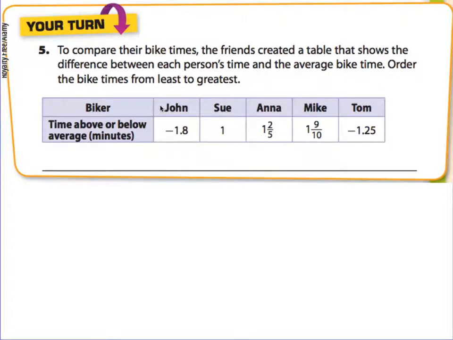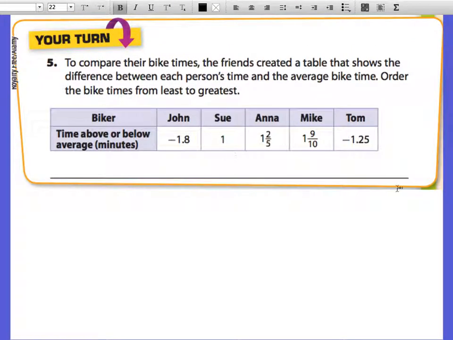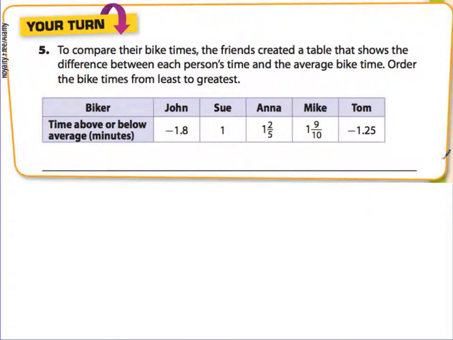All right, so here we're going to order from least to greatest. I want you to pause, try it on your own, and then come back and check your answer. All right, so you should have found that 1 and 2/5 is equal to 1 and 4/10. 1 and 9/10 is exactly what it sounds like, 1 and 9/10. Okay, and that's it. So now I have negative 1 and 8/10.